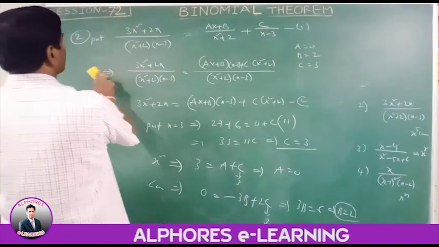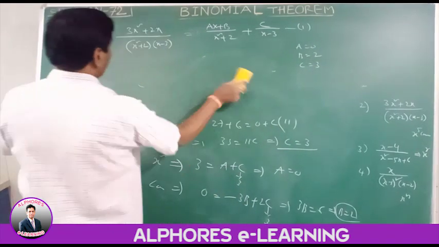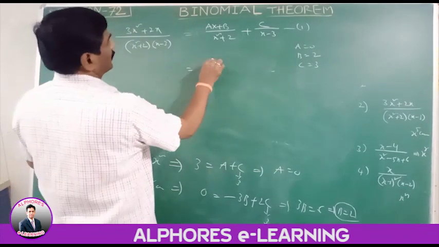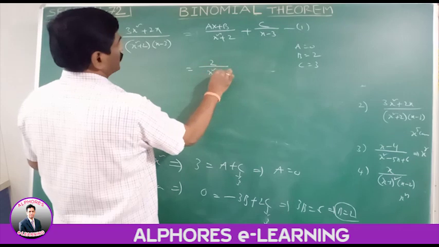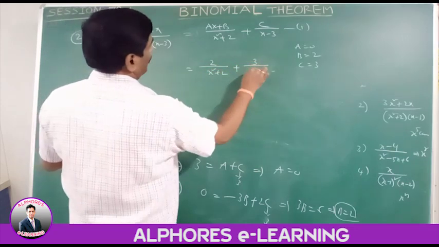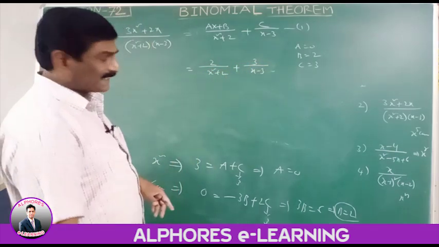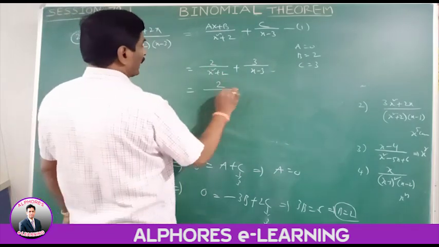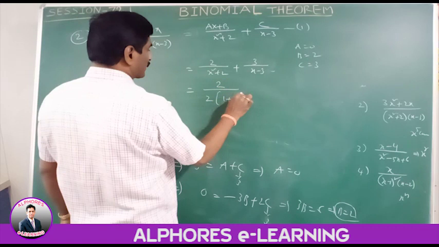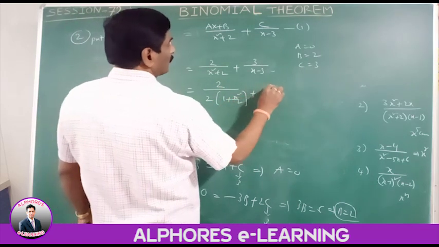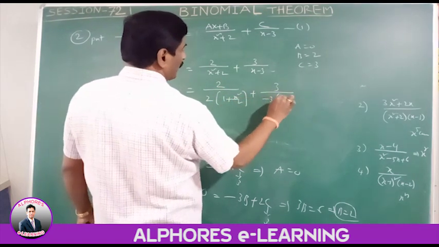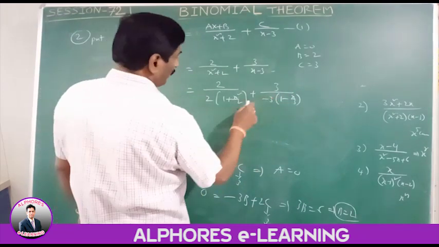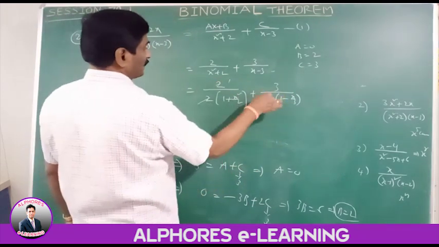Okay, substitute these values in equation 1. We get a means 0, b means 2, so 2/(x² + 2) + 3/(x − 3). Here, from 1 + x or 1 − x, the common value is 2, so 2/(2(1 + x²/2)) + 3/(−3(1 − x/3)). Please observe this value. What is the next step? 2 and 2 cancel one time, 3 and 3 cancel one time.